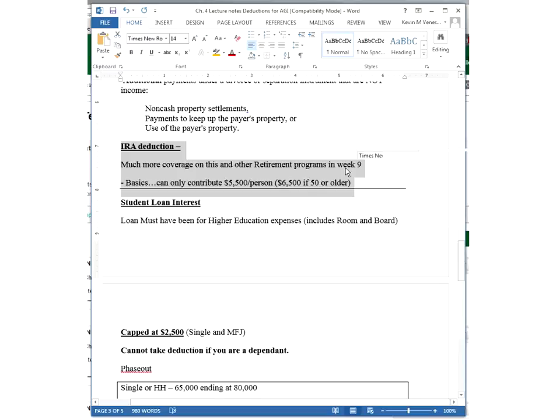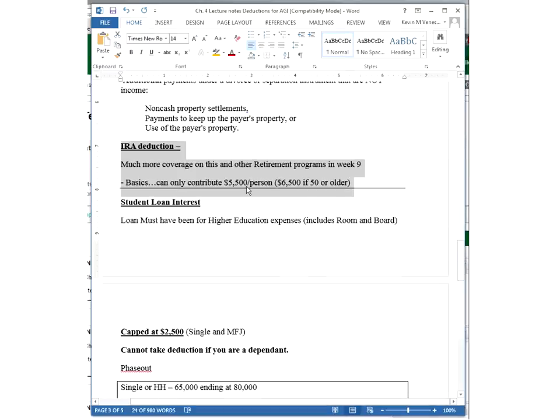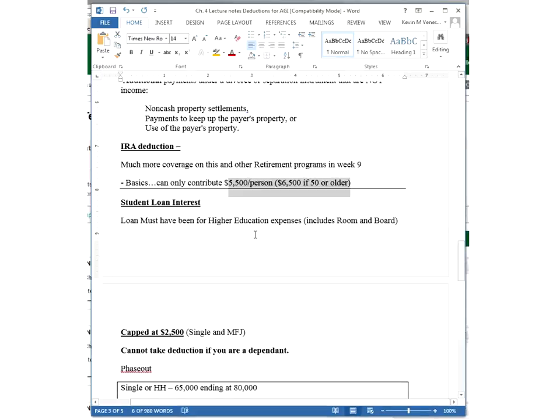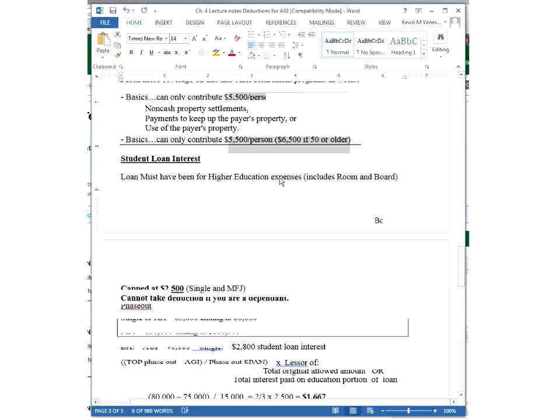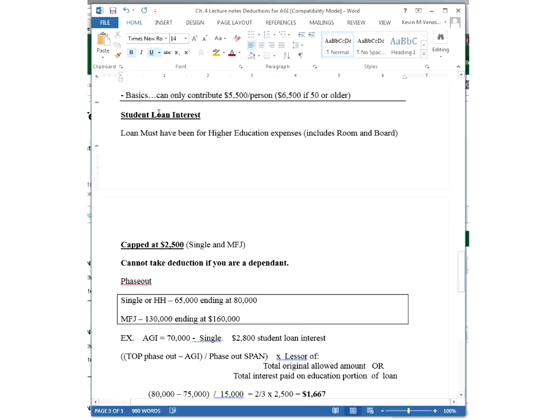We spend a whole week right after spring break on IRAs, so again, I'm not going to touch on this a whole lot. Just knowing the basics, how much you can deduct per person if you wanted to put money away into a retirement account. There are limitations to this if you already have access to a retirement account, but again, this is the bare basics.